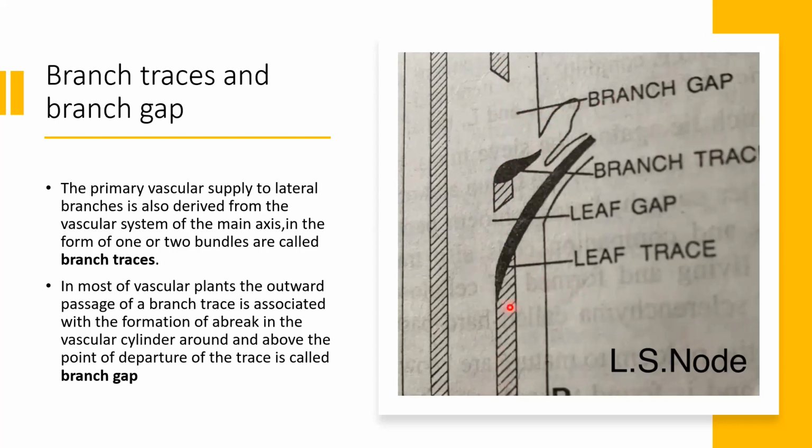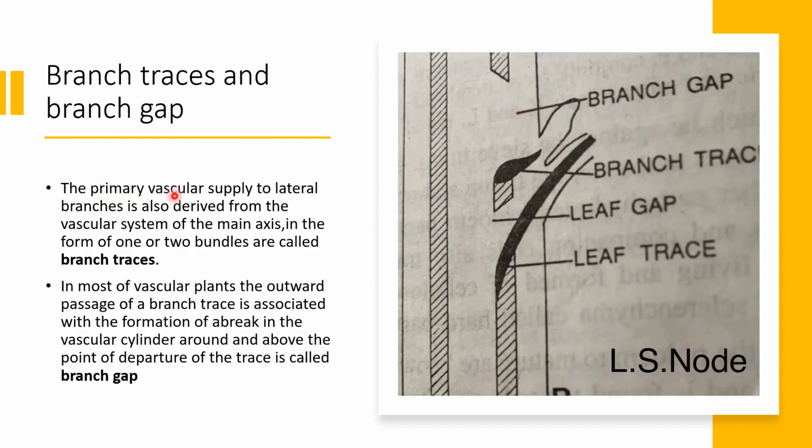Now, this is the vascular supply of the main stem. This vascular supply is going toward the leaf. This is called a leaf trace. This gap is called a leaf gap. Now, this vascular supply is going toward the branch, so this is called a branch trace. And this is again a discontinuation in the vascular supply of the stem. This gap is filled by parenchymatous cells, so this is called a branch gap.